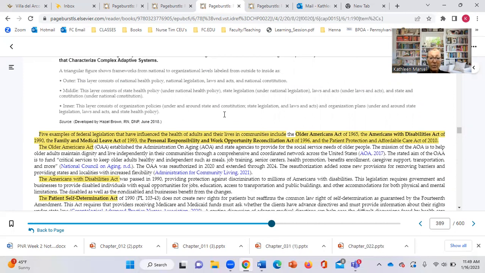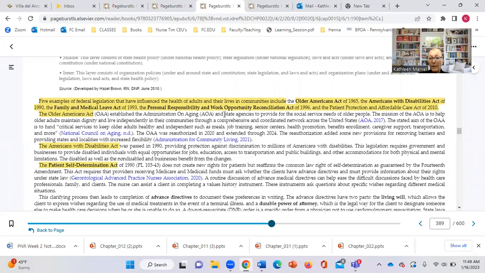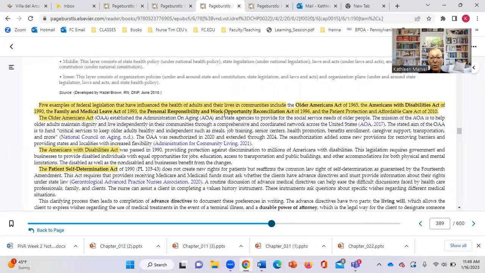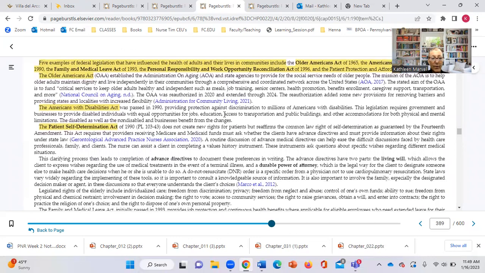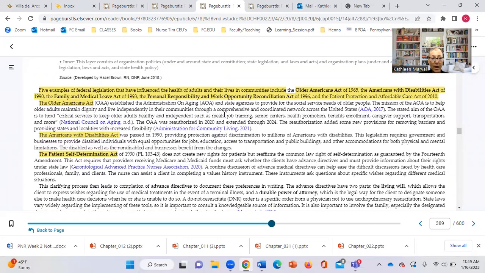This legislation is regarding the health of adults in the communities they live in. So the 5 of them are the Older Americans Act, and you can read about each one of them. I've highlighted that. That provides social service needs to older people. And then the Americans with Disabilities Act, we know what that is, providing protection against discrimination. The Patient Self-Determination Act is the right of the older adult to make decisions about their care if they are able.